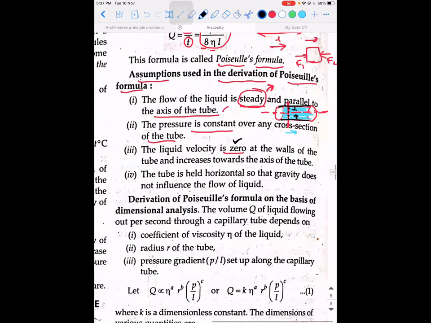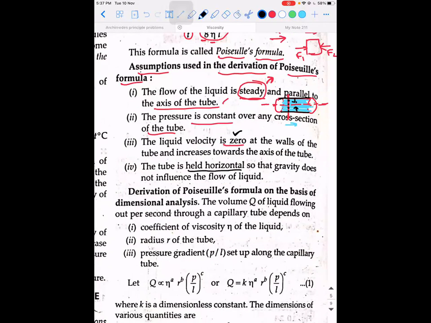Lastly, the tube should be held horizontal so that there is no effect of gravity. So here, the liquid is not flowing under the influence of gravity. Rather, it is flowing under the influence of pressure difference. If all these 4 points are satisfied, then you can define Poiseuille's formula.